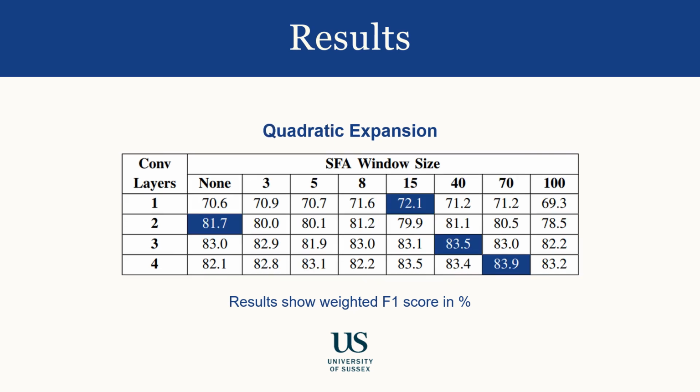The same trends can be observed in the quadratic expansion scenario. Here the highest achieved performance is also 83.9%. This time this occurs in the 4-layer network though. Overall, again, there are slight improvements over the baseline, but no particular parameter setting is standing out.